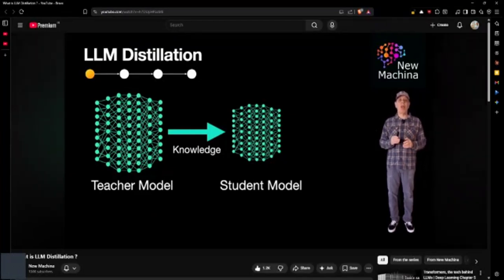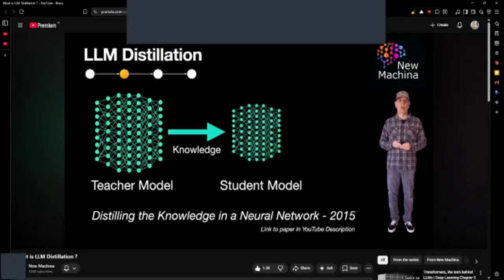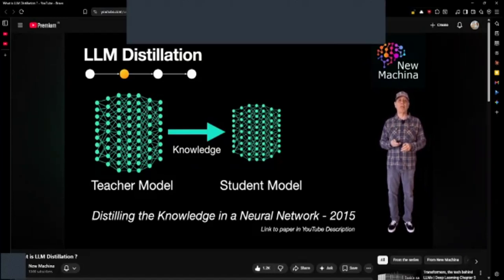The concept of knowledge distillation was first introduced by Geoffrey Hinton, Oriol Vinyals, and Jeff Dean in their paper titled Distilling the Knowledge in a Neural Network, presented in 2015. So what is the goal of distillation? Well, the goal is to maintain the smaller model's performance as close as possible to the teacher model, while significantly reducing the computational resources required for inference and deployment.